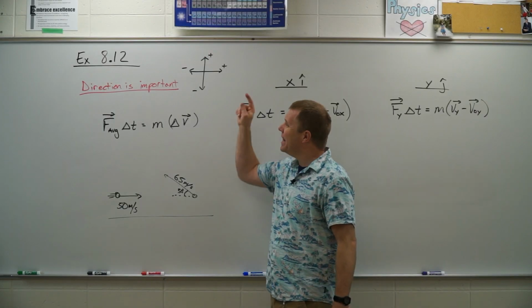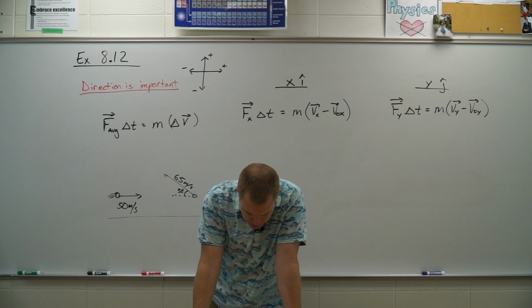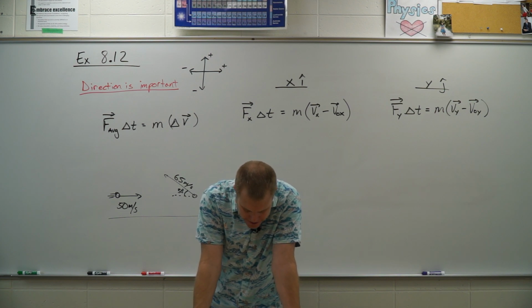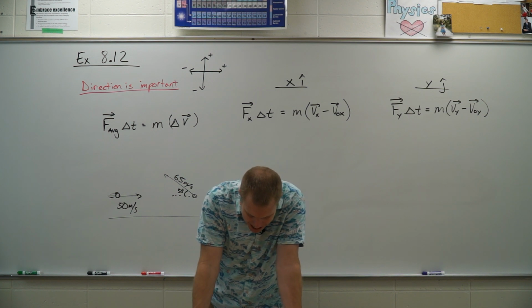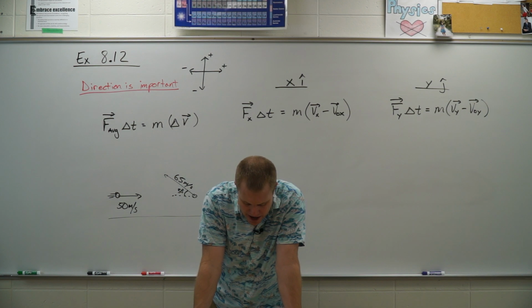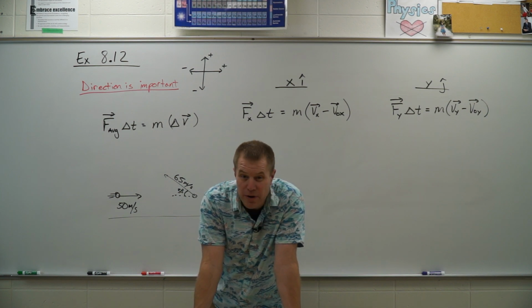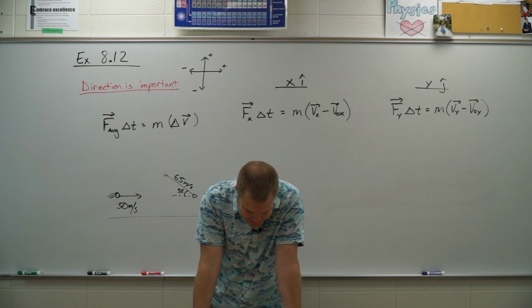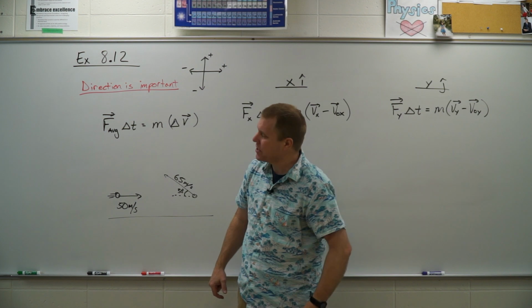Let's take a look at example 8.12. A bat strikes a 0.145 kilogram baseball. Just before the impact, the ball is traveling horizontally to the right at 50 meters per second, and it leaves the bat to the left at an angle of 30 degrees above the horizontal with a speed of 65 meters per second. If the ball and the bat are in contact for 1.75 milliseconds, find the horizontal and vertical components of the average force on the ball.